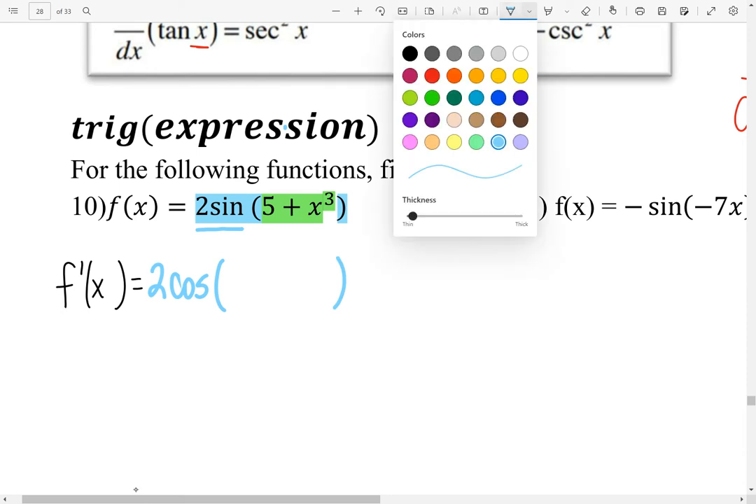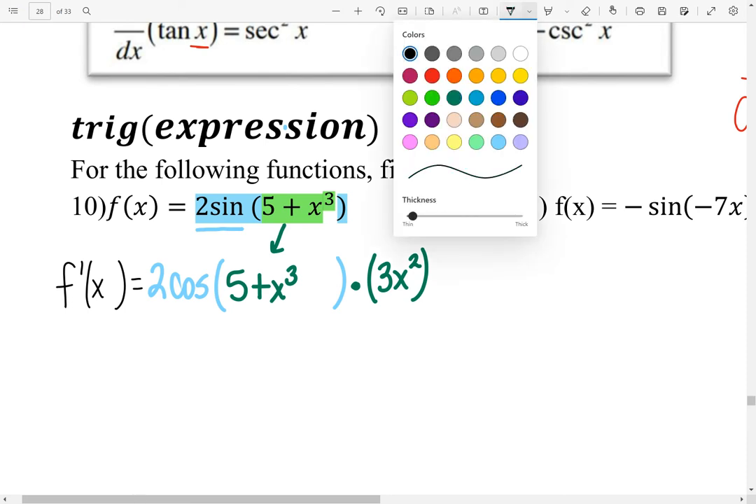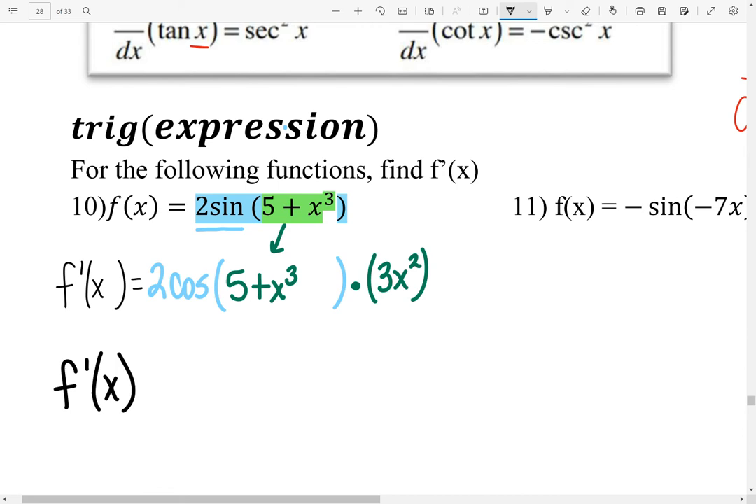I'm just going to bring down whatever I was taking the sine or cosine of. So just bring down 5 plus x cubed. But then you have to multiply by the derivative of 5 plus x cubed. So I'm going to multiply by 3x squared, the derivative of x cubed. So then if I write this all as one expression, I can't multiply 5 plus x cubed by anything because that is within the argument of cosine, but I can multiply 2 and the 3x squared together to get 6x squared cosine of 5 plus x cubed.